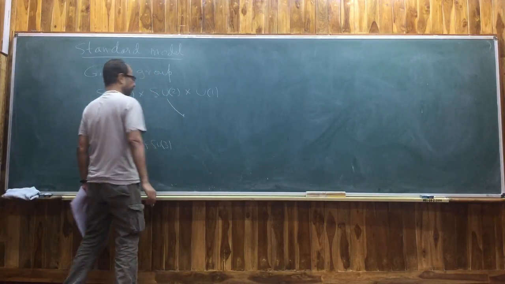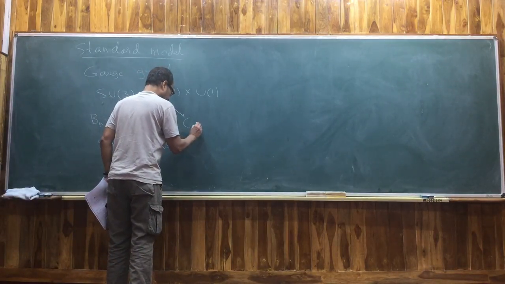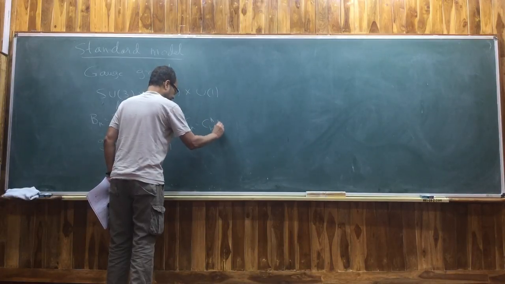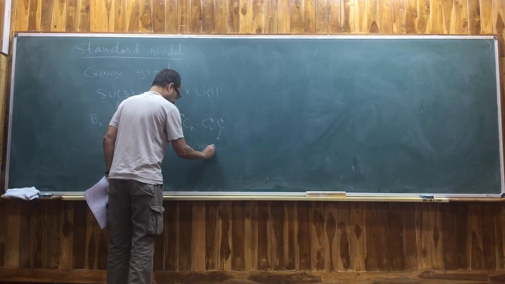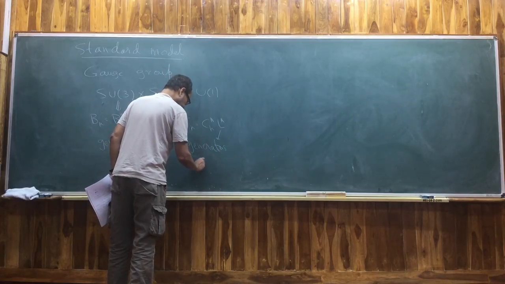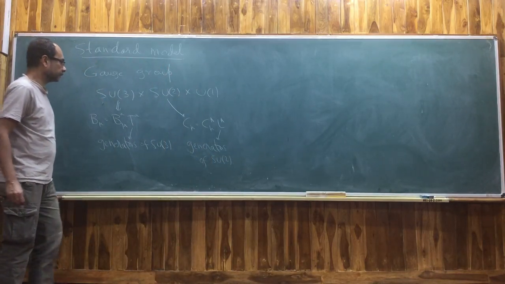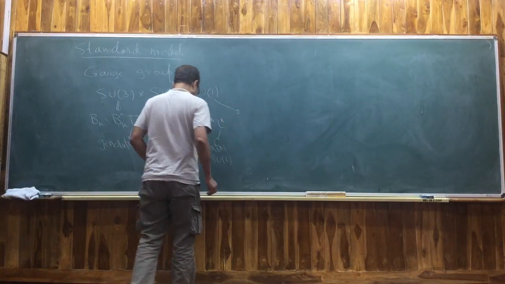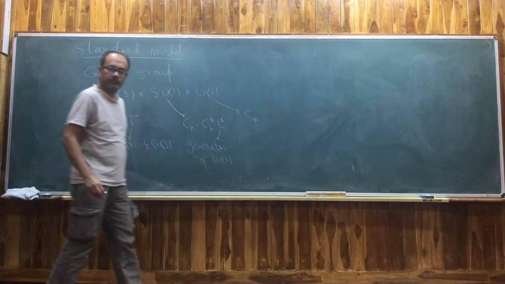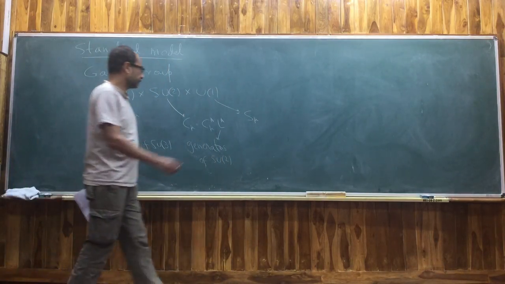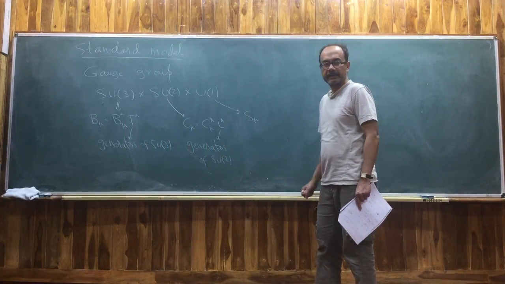This one will be denoted by C_mu, which is C_mu^a, and I'll call the generators L^a. Okay, these will be the generators of SU(2). And this one I'll denote by a single gauge field S_mu. Is this okay?